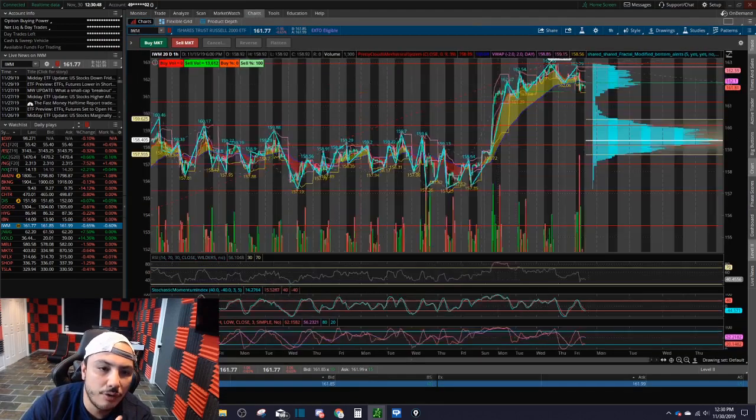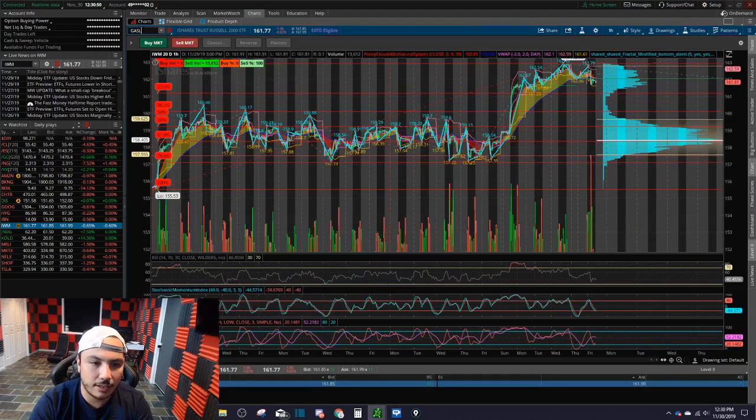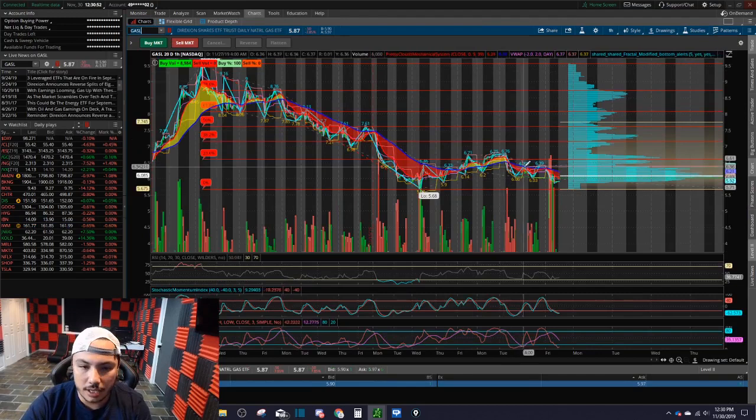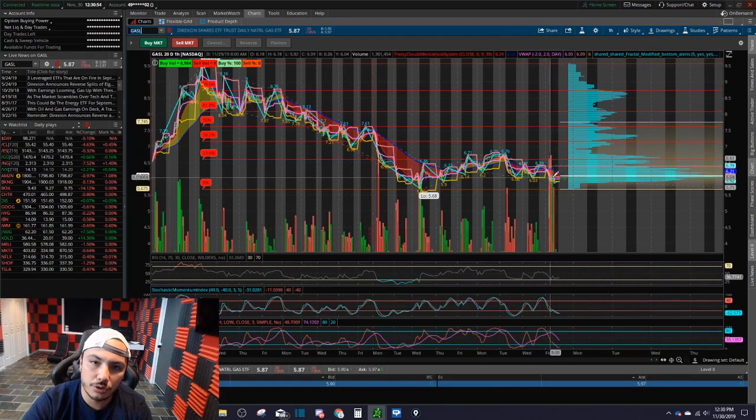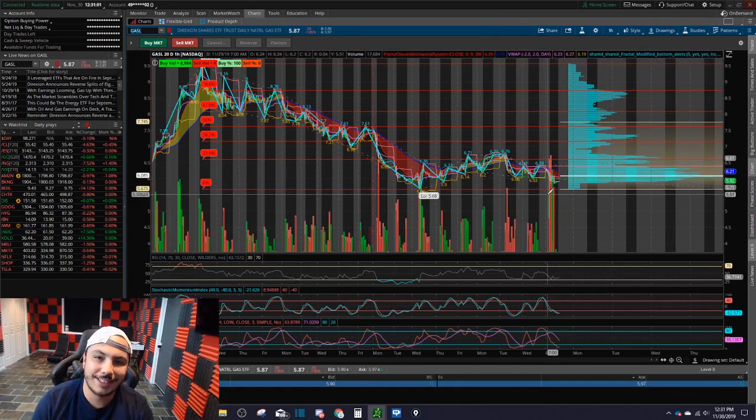Then you got other tickers like GAZ-L. GAZ-L runs on natural gas and oil. So in order for this one to go up, both have to go up, so it's a little bit more difficult. But the difference is this is a 3 times ETF, just like UGAZ, DGAZ, but it needs the two indices to go up or go down in order to have a clear direction on GAZ-L.